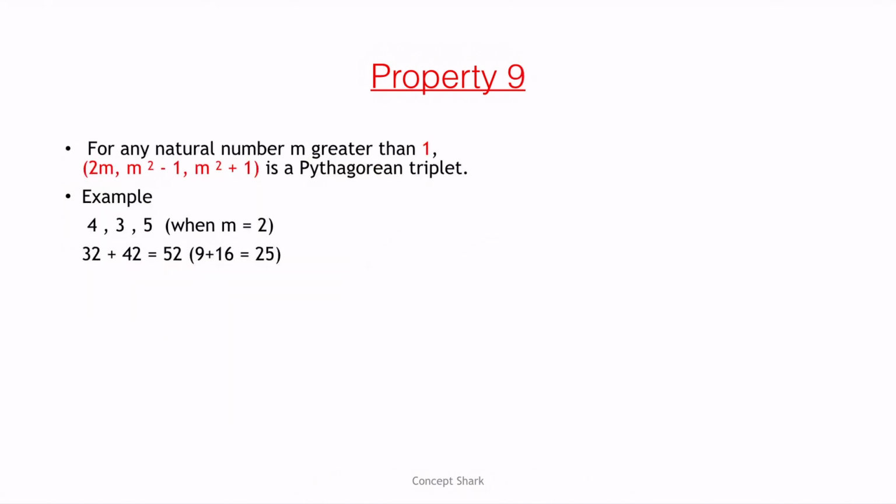Property number 9. For any natural number m greater than 1, 2m, m square minus 1, m square plus 1 is a Pythagorean triplet. What is a Pythagorean triplet? A Pythagorean triplet consists of 3 positive integers a, b and c such that a square plus b square is equal to c square. So, let's take any number that is greater than 1.